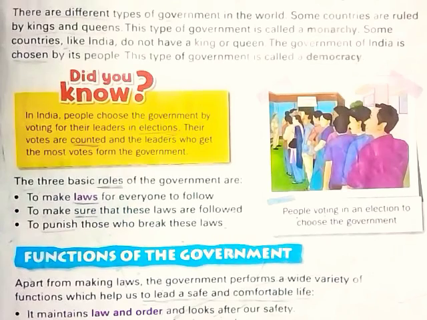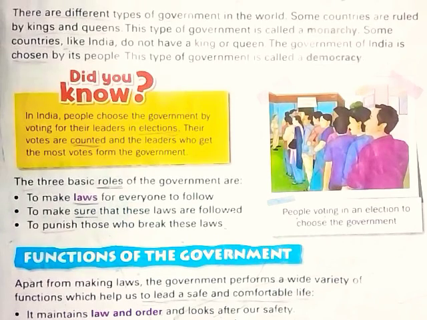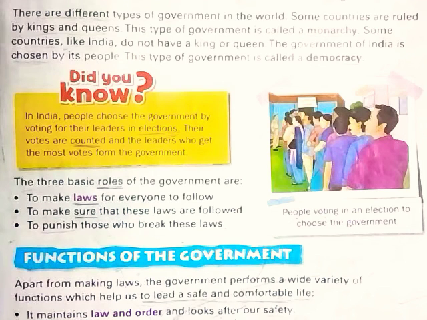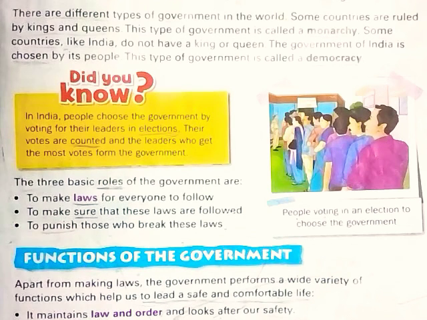There are different types of government in the world. Some countries are ruled by kings and queens. This type of government is called a monarchy. Some countries like India do not have a king or queen. The government of India is chosen by its people. This type of government is called a democracy.